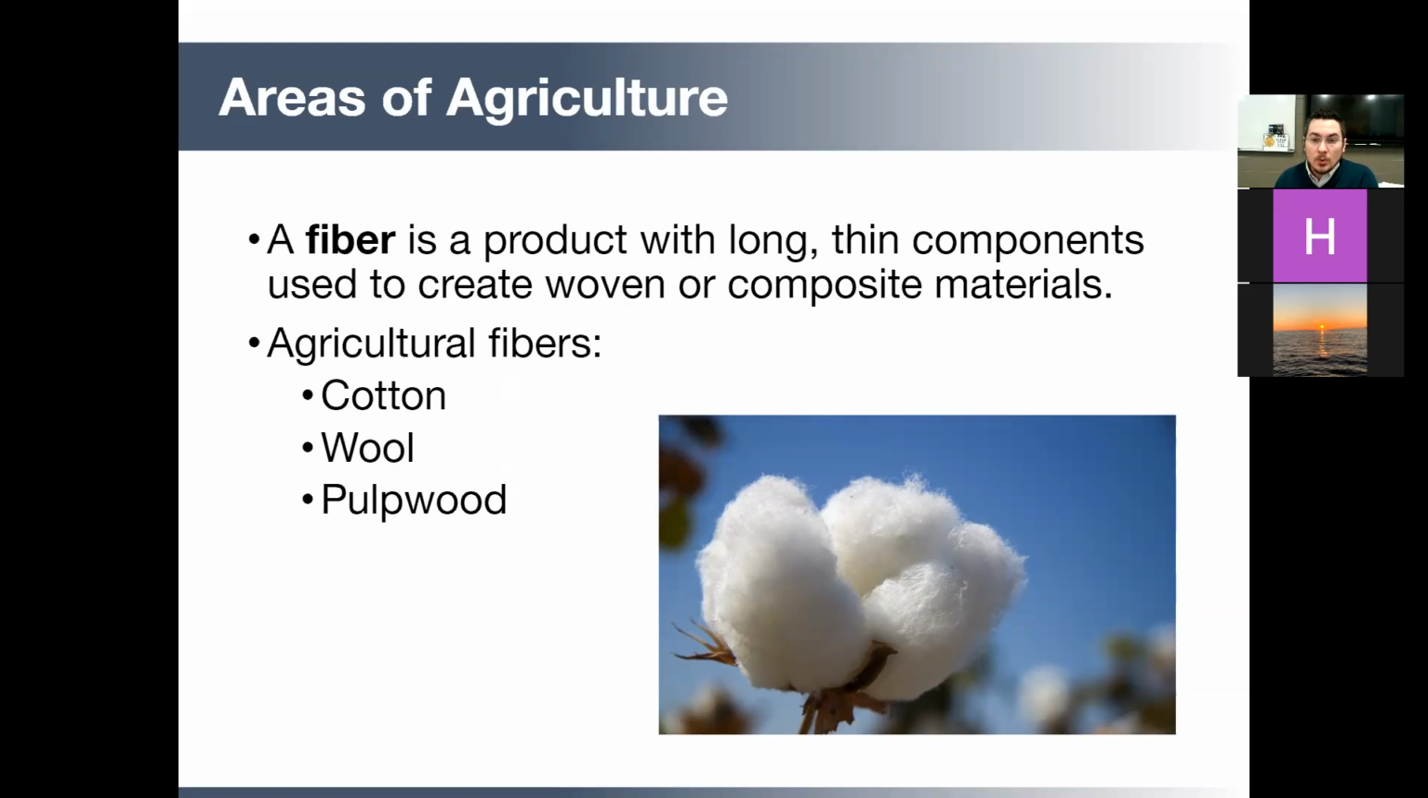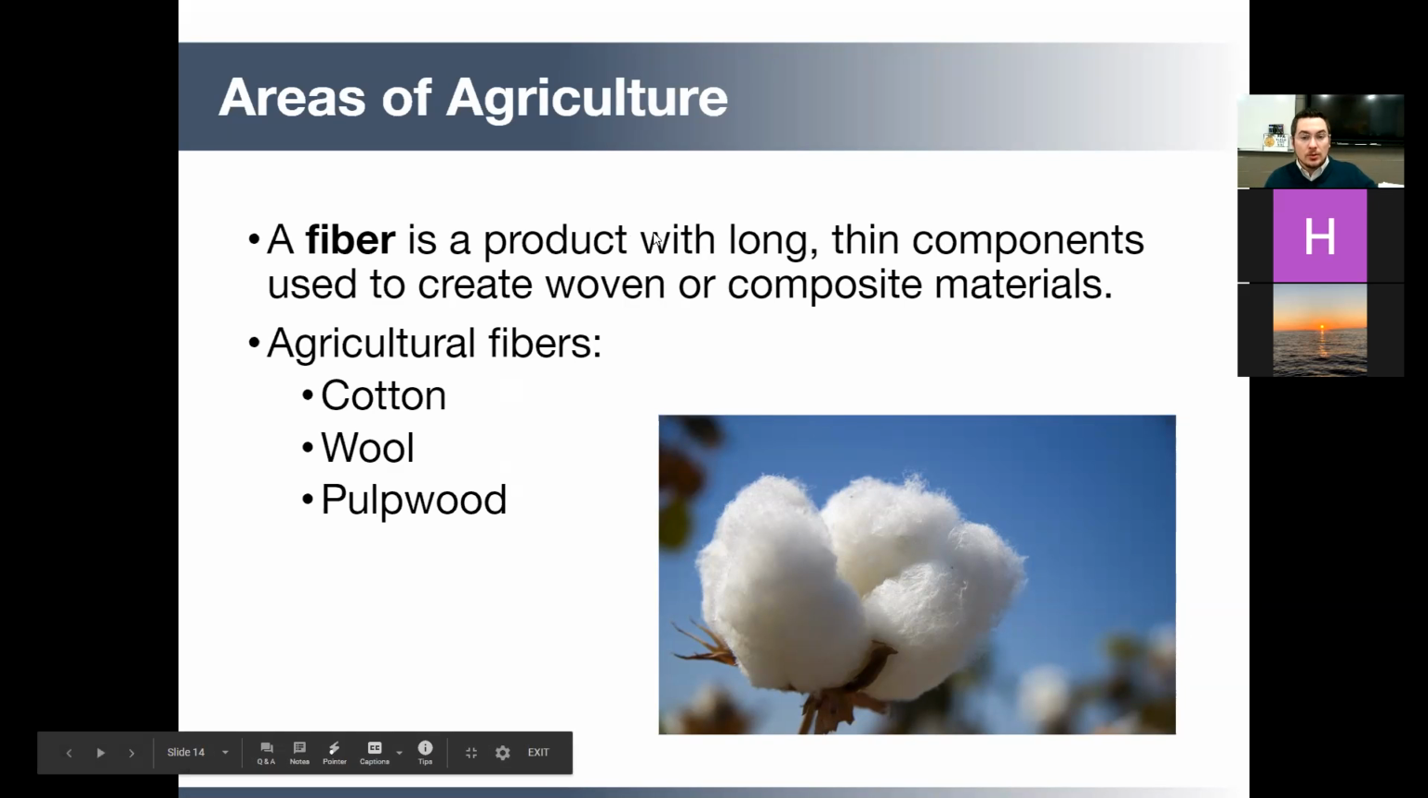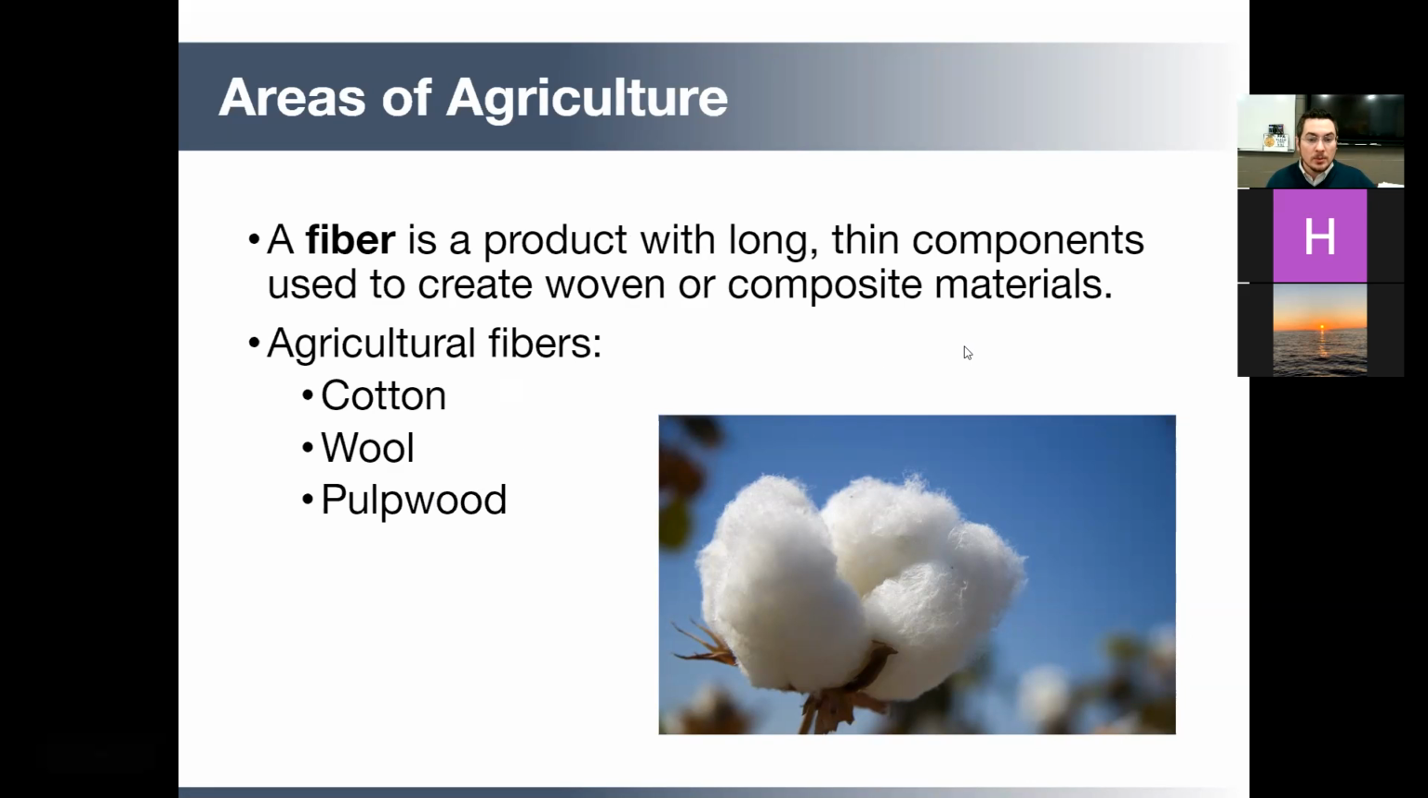It's also something that is actually considered a fiber. That's how we would make paper and other things, where we're turning those long, thin components into something that is composite. So there's a number of different areas where we would consider pulpwood, and paper making, and paper towels, and all that good stuff.